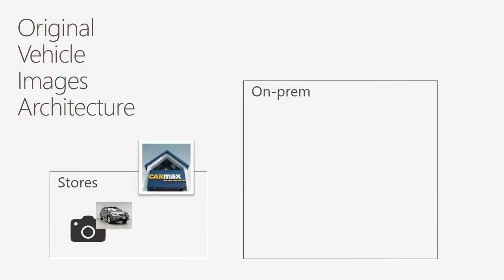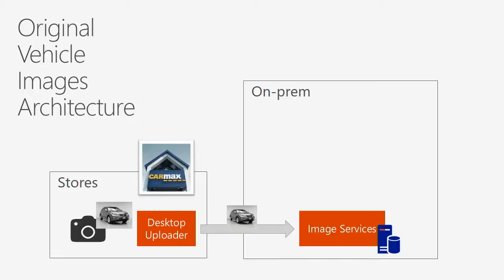So originally, this was built using an all on-premise solution. And the way it worked was salespeople in the stores, as a new car would come in, would take a bunch of pictures of the car, and then they would use a desktop application to upload those pictures to an image service that CarMax built. And that image service would then resize that image into a few specific sizes and upload it to a SAN that they had built and bought just for this purpose.